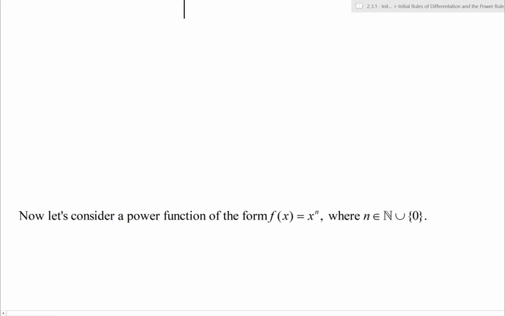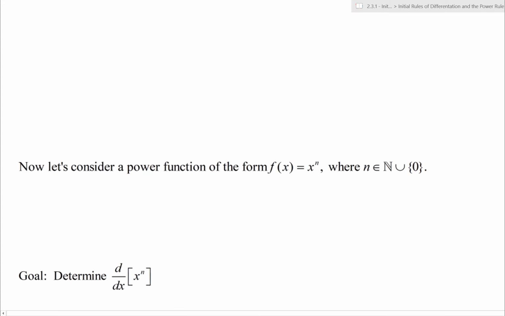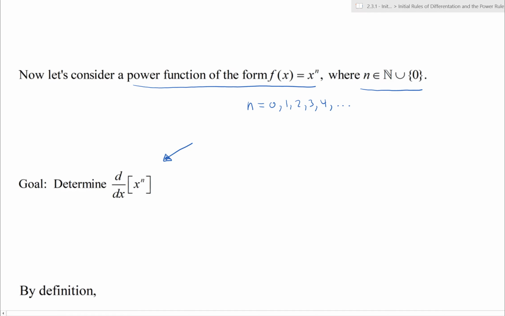But let's get a little more into it here. Let's consider a power function of the form, say, f of x is x to the n. And over here, what we're saying is n is a natural number or 0. So just think of n is 0, 1, 2, 3, 4, and so on. Some positive whole number, but it could also be 0. So our goal is to figure out down here what the derivative of that power function is. So we're going to figure it out.